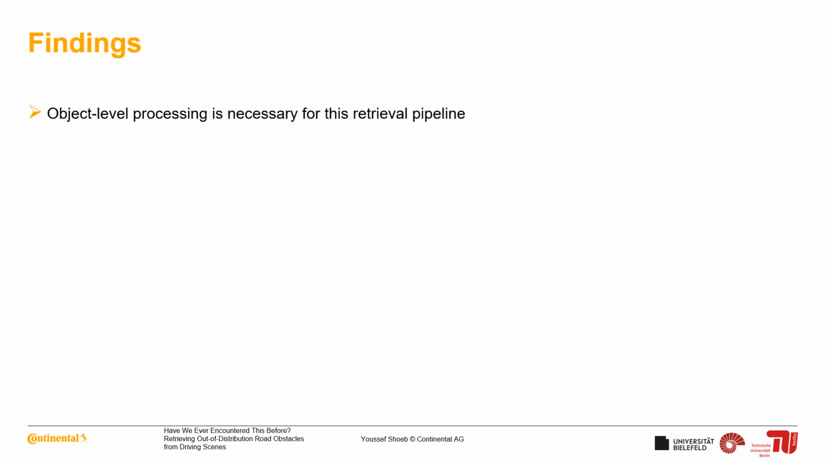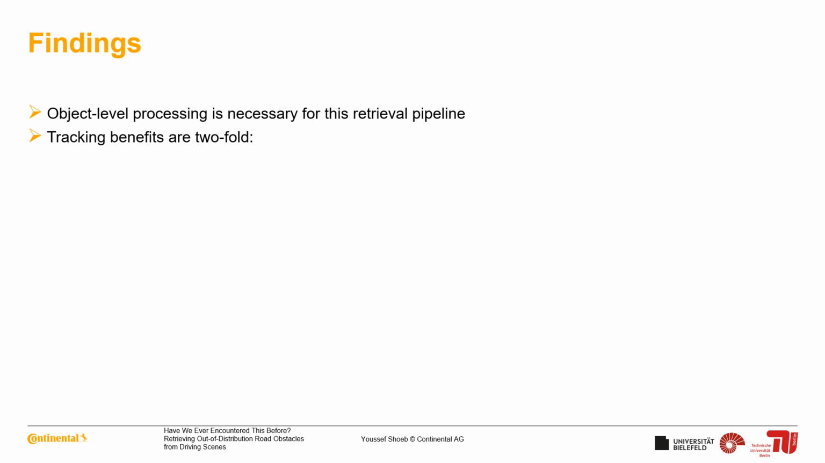Now for our findings. We found out that actually object-level processing is necessary for this retrieval pipeline. We compared feeding in the entire scene with feeding in only the detected crops, which we get from the very first step of our framework, which is the OOD road obstacle segmentation. And we found out that the retrieval pipeline works a lot better on object level rather than on a full scene level.